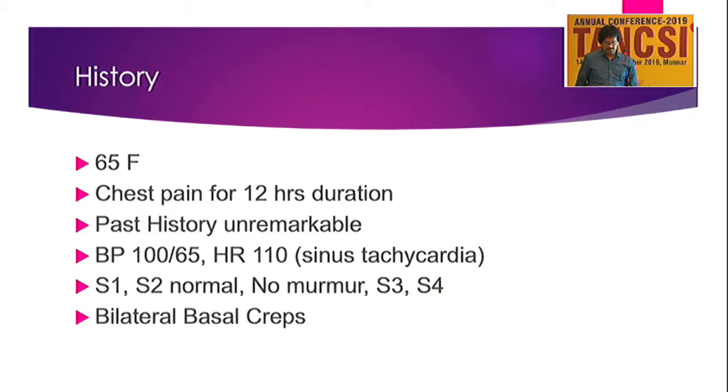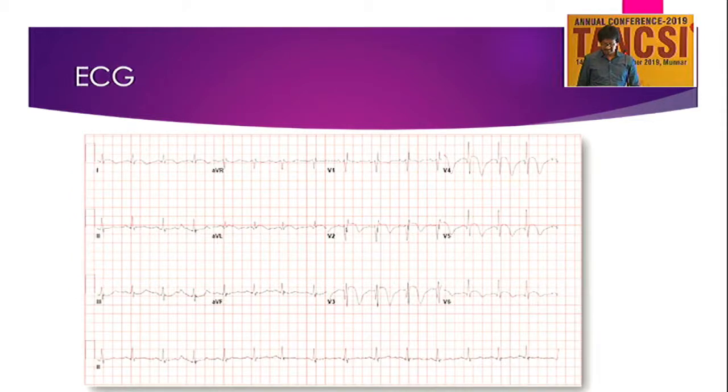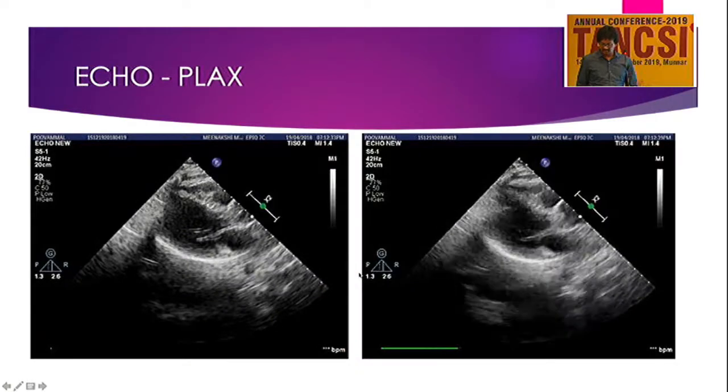She presented with a blood pressure of 100/65 and heart rate 110, and no gallop rhythms, but bilateral basal crepitations. And this is the ECG you can see. It is suggestive of an inferior elevation MI.